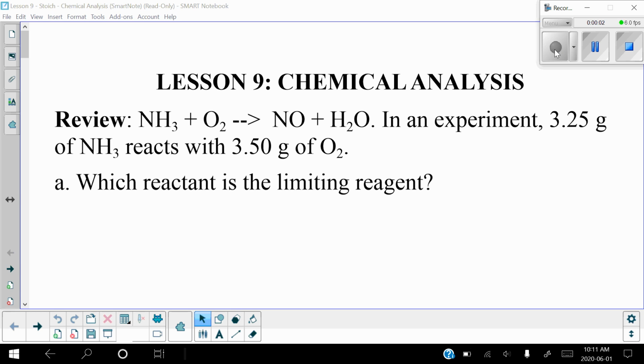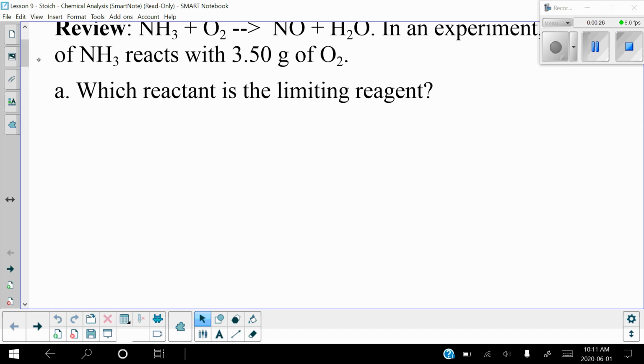Hey everybody, welcome back to the last lesson of Stoich, which will end up being the last lesson of the Chemistry 20 course. So we're going to be taking a look at chemical analysis today, which is a very simple concept. Before we get into that, we're going to do a little bit of review on excess and limiting reagent.